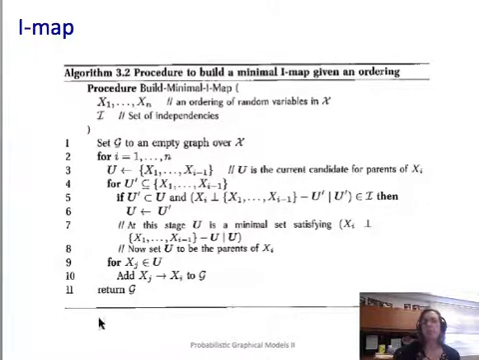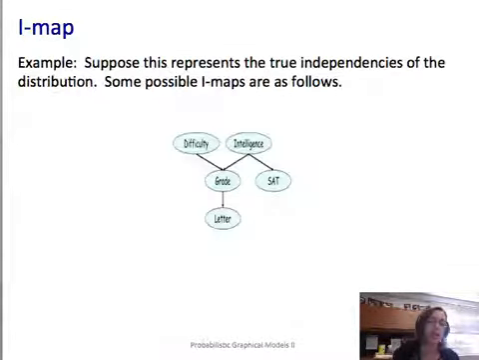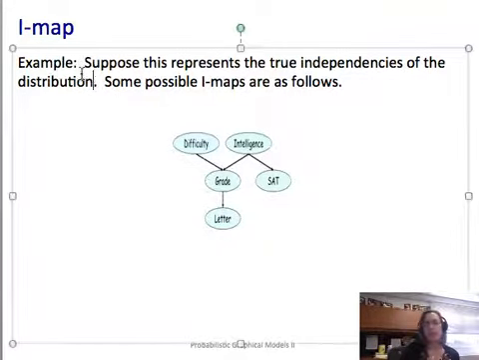I'm going to walk through an example, which follows the intuition that I am saying here, and also follows the pseudocode. So let's go through an example. And so why not use the one that we're so familiar with? Suppose that this represents the true independencies.